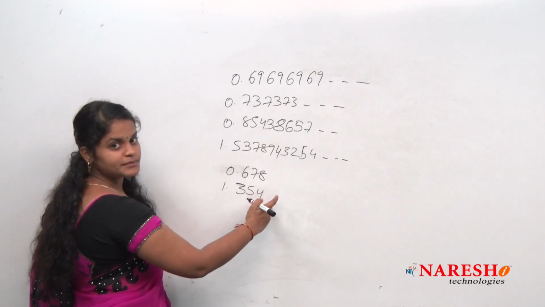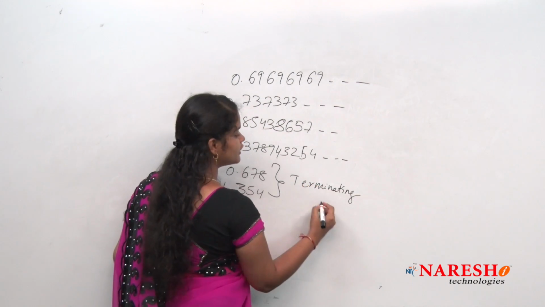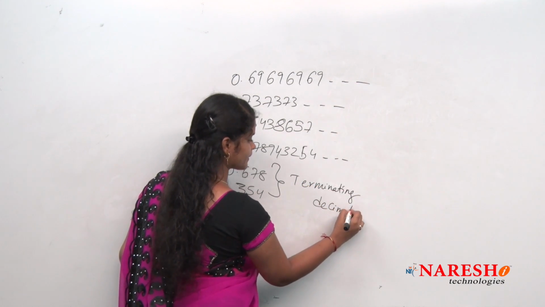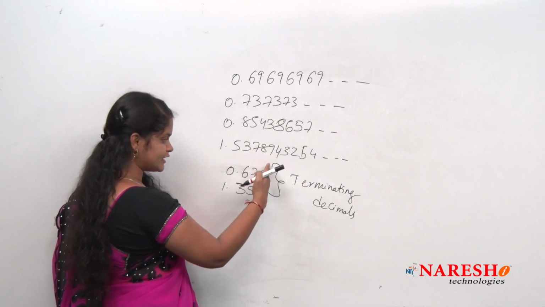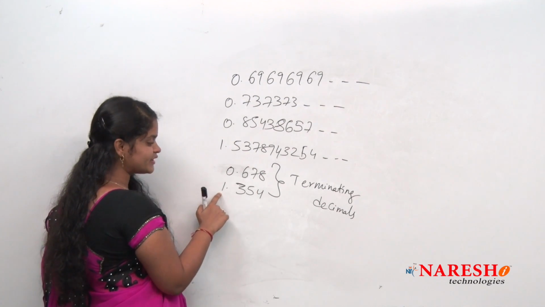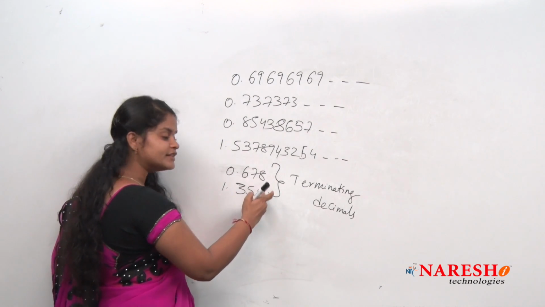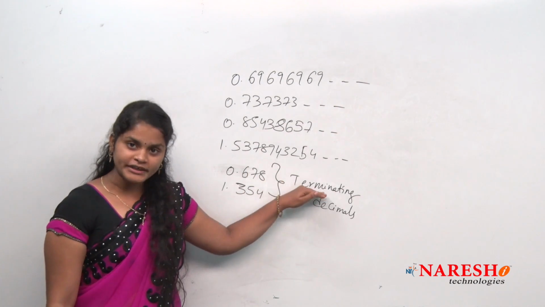See, these two decimals are called terminating decimals. Why? Because 0.678 has a stop. This decimal ends at 8. And this one, 1.354, also has a stop. When the decimal stops, it is called a terminating decimal.